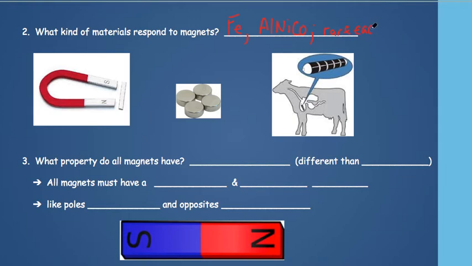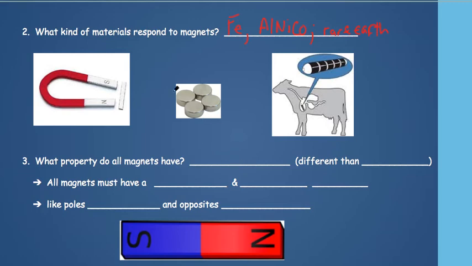Neodymium is a classic one. Gadolinium magnets, etc. So here is an alnico magnet. This would be a rare earth magnet, the disc ones that are neodymium. And then we have cow magnets, which are either ferromagnetic or alnico, which, as we mentioned in class, are fed to cows to attract iron.